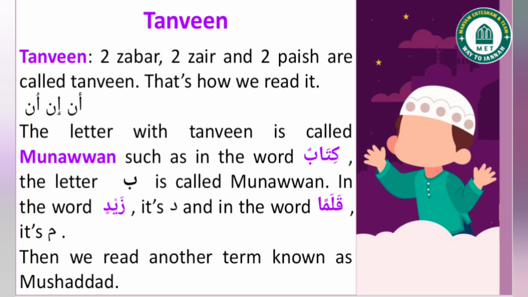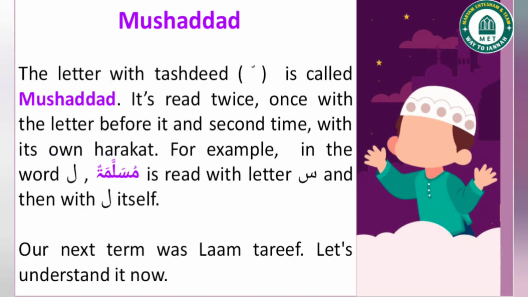Then we read another term known as mushaddad. The letter with tashdid is called mushaddad. It is read twice, one with the letter before it and second time with its own harakat. For example, in the word musallamatu, lam is read with letter sin and then with lam itself.